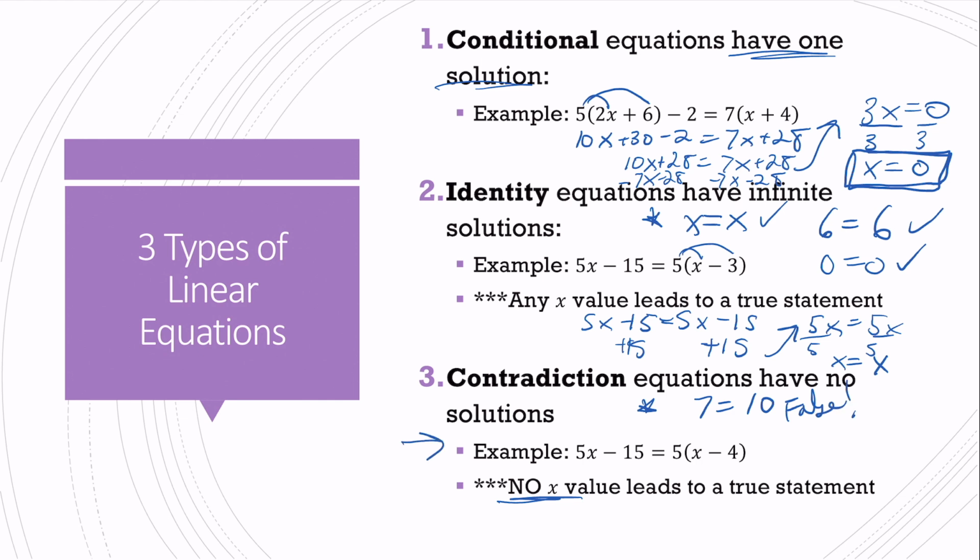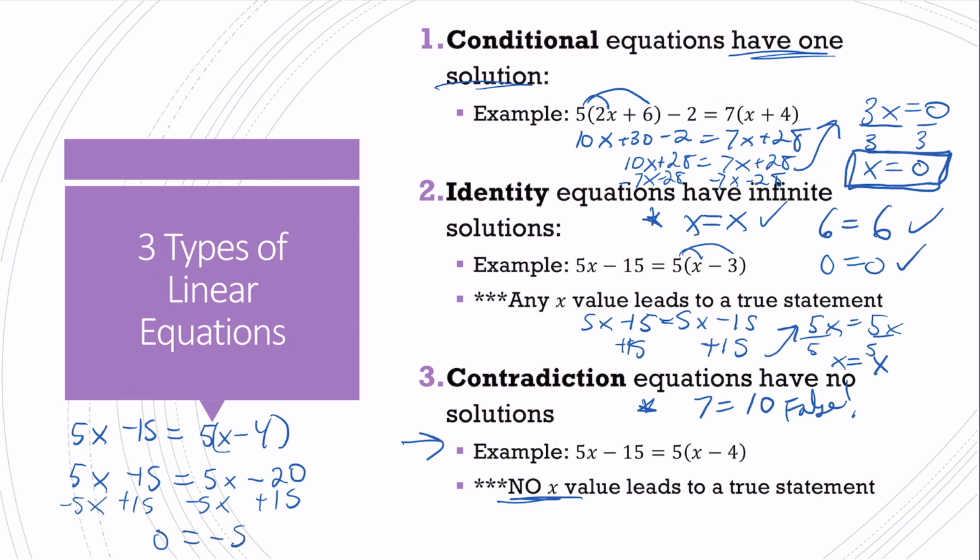So for my example here, I have 5x minus 15 equals 5x minus 4. Let me rewrite it over here so we have a little bit more room. I'm going to go ahead and distribute. I have 5x minus 15 equals 5x minus 20. I could go ahead and add 15 to both sides. I could subtract 5x from both sides. That would give me 0 equals negative 5. This is a false statement, so we say there are no solutions.